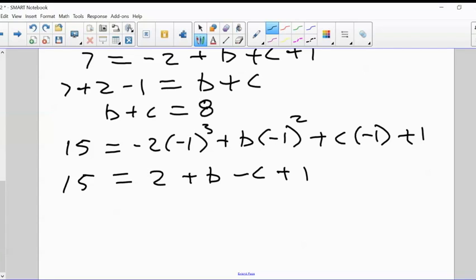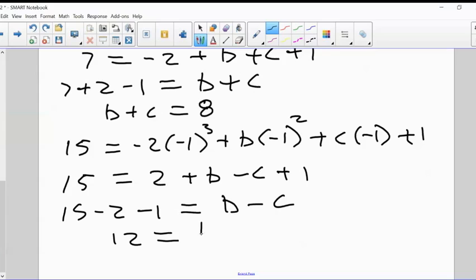Okay, we'll do the same thing here. We're going to bring the 2 and the 1 to the other side. So 15 minus 2 minus 1 is equal to b minus c. So this is going to be 12 is equal to b minus c. Let me go see what the questions are because I missed a couple of questions here. Couldn't you just isolate the b to c and then plug it in? Yeah, but we need 2 equations though, Noah. We still need 2 equations.